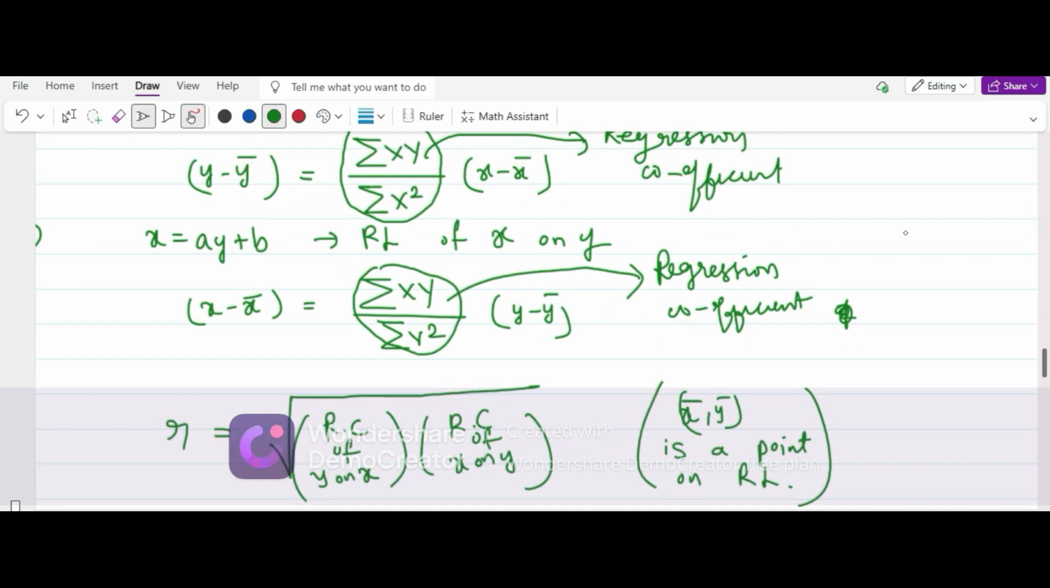the regression lines. If the regression lines are given, you can directly calculate the coefficients there and just calculate their geometric mean. That will give you the regression coefficient.